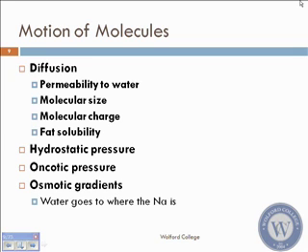Then you have a discussion on osmotic gradients, and basically that's a discussion about where water goes, and water always goes where the high salt content is.